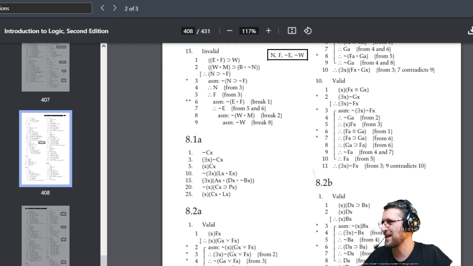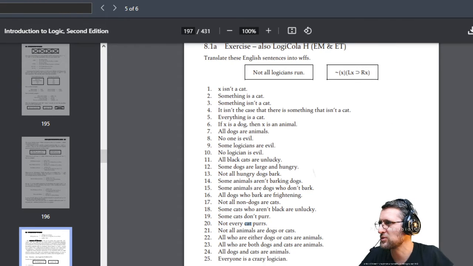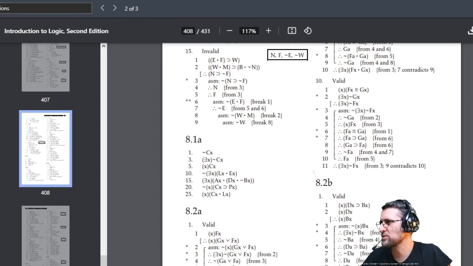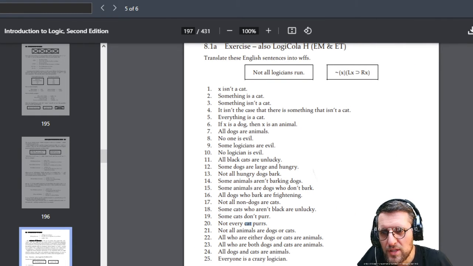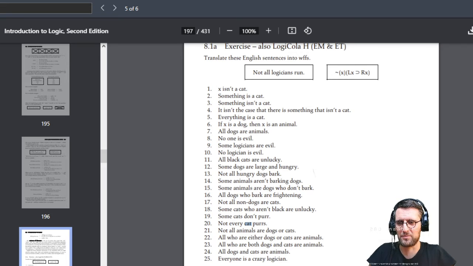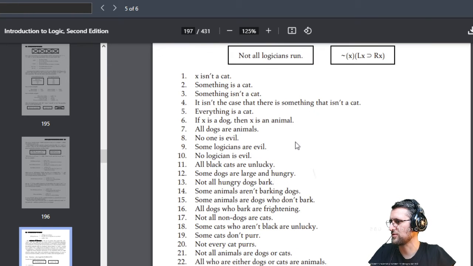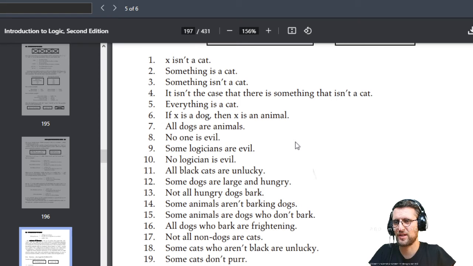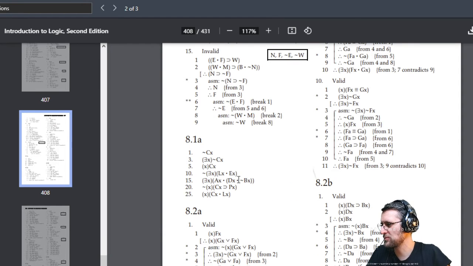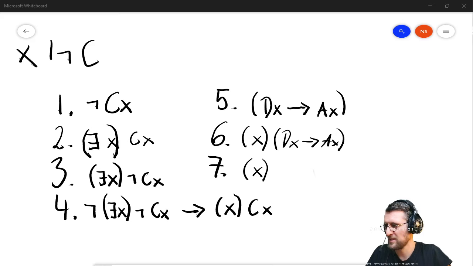Okay. Let's look at the second one. Do they have a solution for the second one? No, they have a solution for the third one. Let's see what the third one was. Something isn't a cat. Let me make that a bit bigger here. It's too small, right? So something isn't a cat. Let's see what is the solution. There exists an X, so that not CX. And what did I write? There exists an X, so that not CX. And I think the formulations, I also did it right.